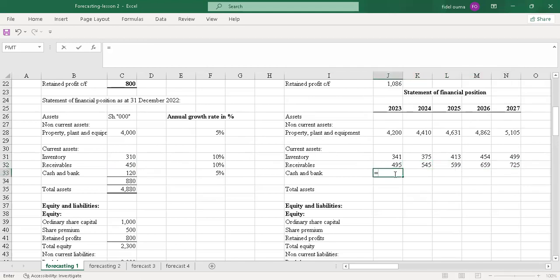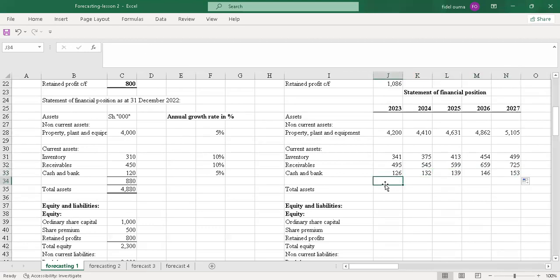And I'll go to the next one, cash and bank. Pick 120. Then I multiply by 1 plus the growth rate, which is 5%. So I lock this completely. And the next one will be for this times 1 plus the 5%. Then I lock it also, then I enter. Once you drag, that will be okay.